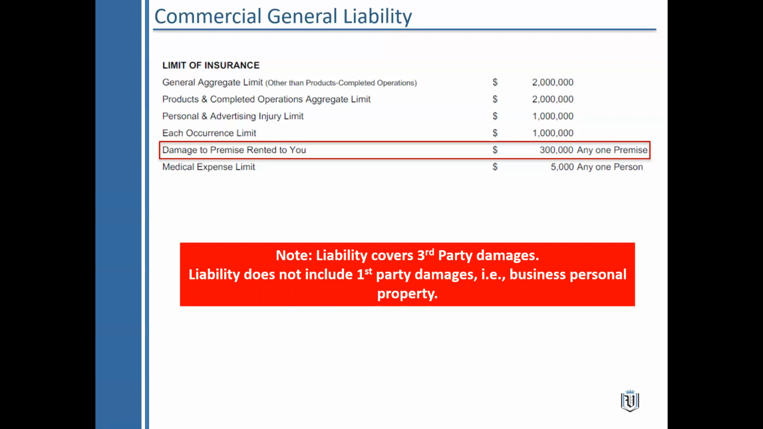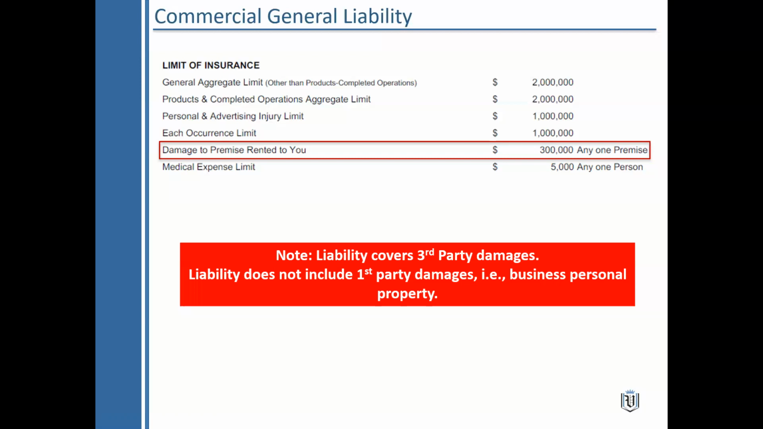Right? My own business personal property, my own building coverage. Liability doesn't cover that. It's only got to cover damages to somebody else. Even when we're talking about damage to rented premises, it's covering damages to somebody else that you have caused. Are we clear on that? Does that make sense? Can you give us an example?